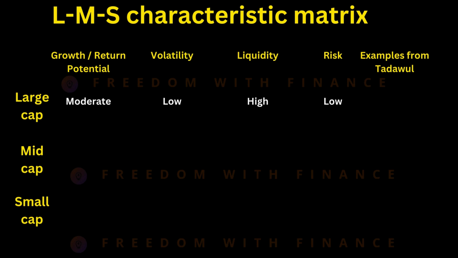And therefore, the risk is also low because these are stable businesses which have been tried and tested across decades, across different economies, etc. So from a Tadawul example, these would be examples like Saudi Aramco, Alrajhi Bank, Saudi Telecom Company, etc.